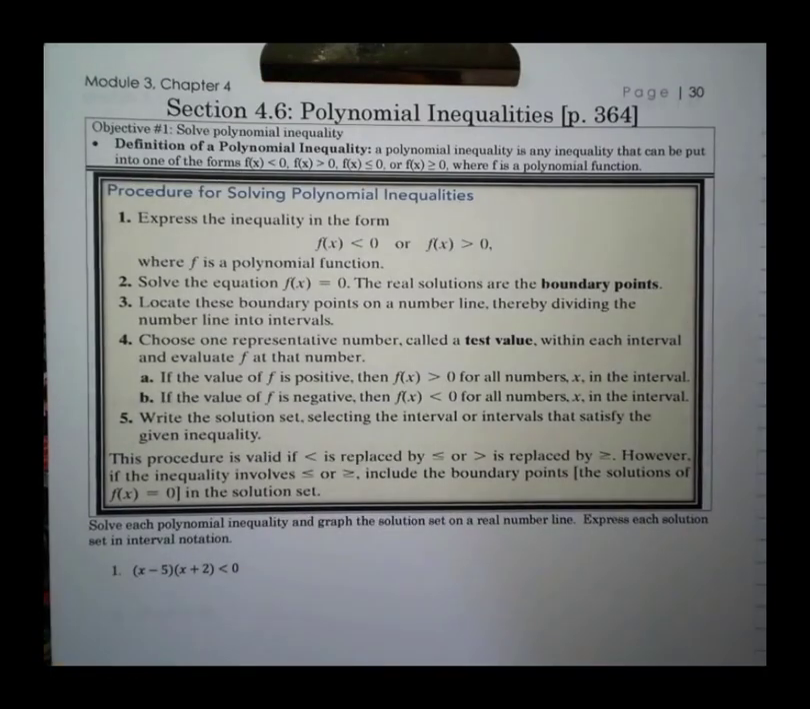This last section in Chapter 4 talks about solving polynomial inequalities. Now, you've done these as linear functions before, but now we're going to talk about the multi-dimensional graphs, and we're going to be looking at where these graphs actually hit zero and where they go above and below zero as far as values of y go.